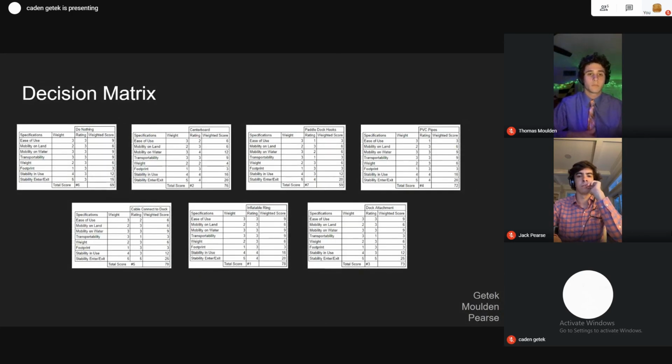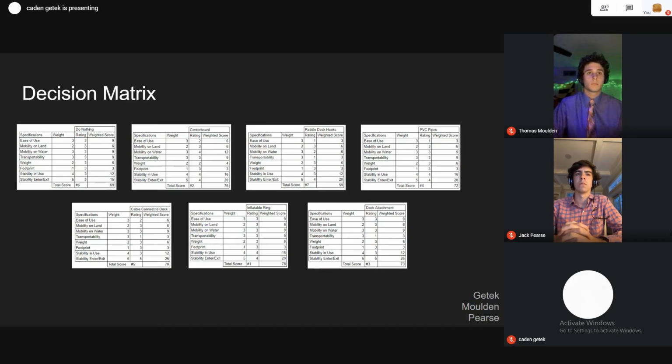So here, we have our decision matrix. We use this to go through our different 6 ideas and compare them to the current solution of just the standard kayak, and see how each of our ideas would affect these different criteria. We decided that ease of use, mobility on land, mobility on water, transportability, weight, footprint, stability in use, and stability while entering and exiting are the specifications we wanted to determine from this matrix and see how each design affected that.